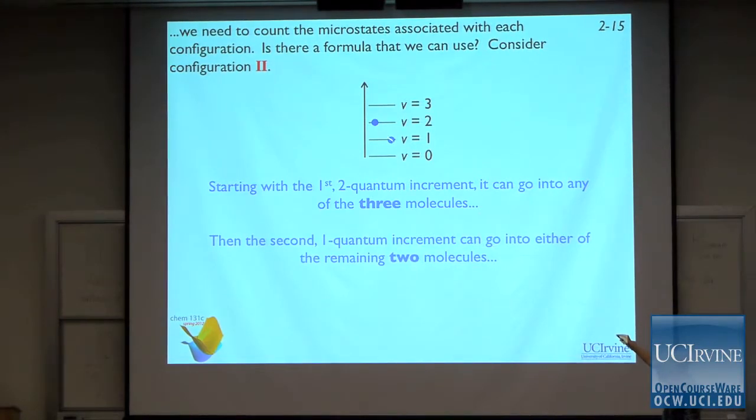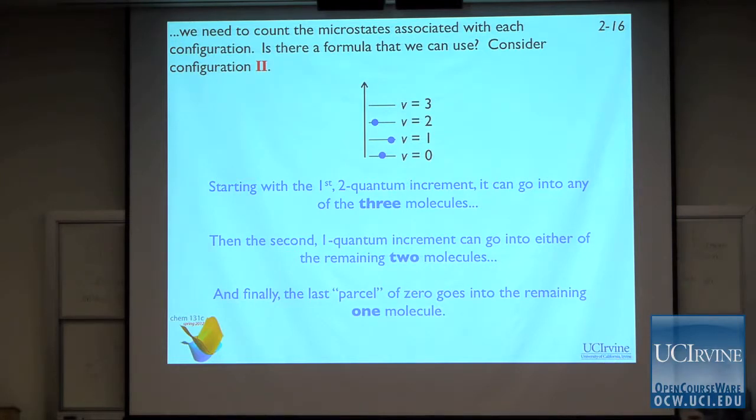In terms of where I put the second one, once I put that one there, I've got two possibilities of where I can put the second one. And the third one then, once I put that into A and that one into C, the third one can only go into B. The last parcel of 0 goes to the remaining one molecule.